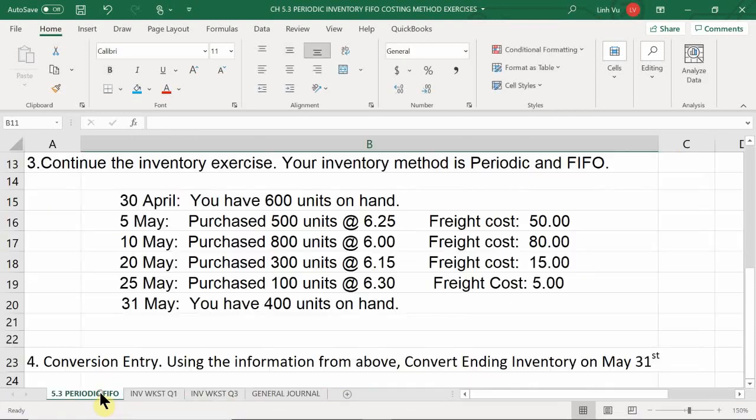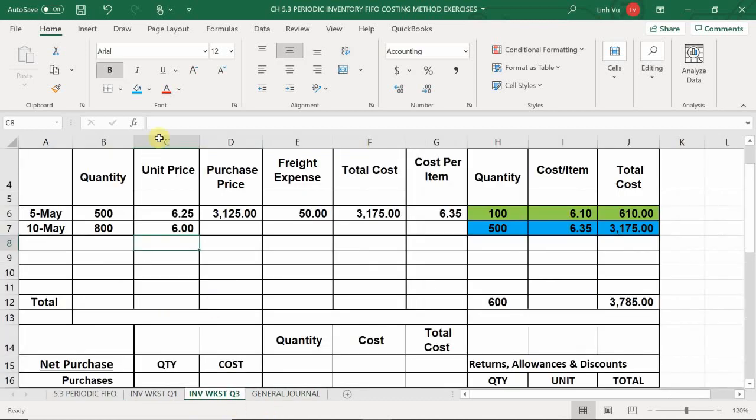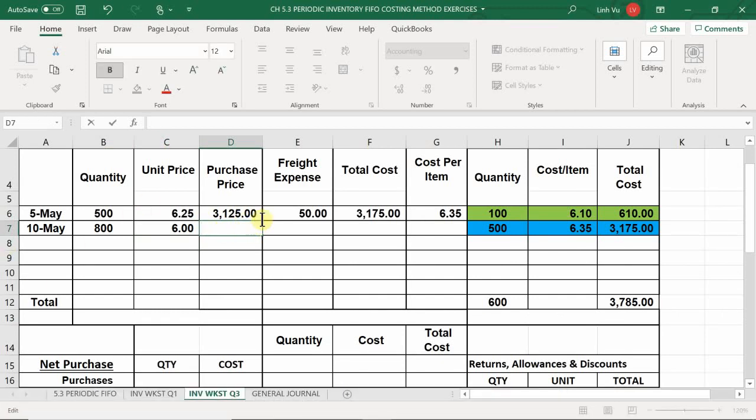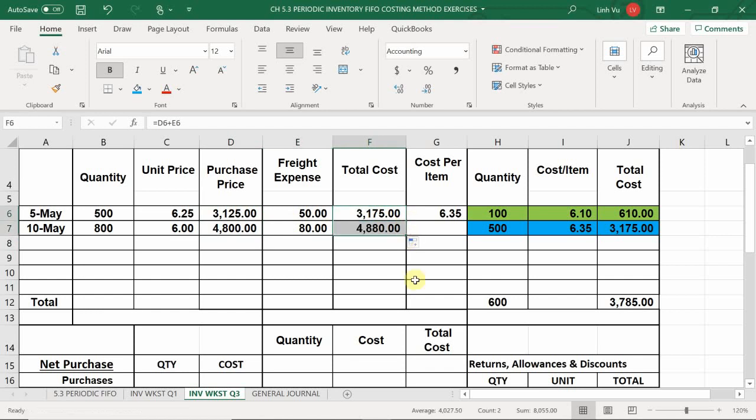300 at $6.15, which is $1,845. Plus my freight of $15 gives $1,895, or $18.95 per unit.